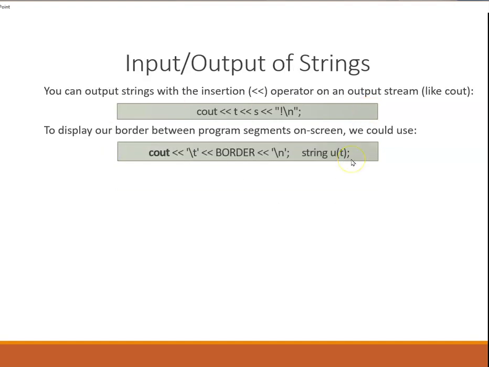You can output strings using cout with the insertion operator, just like everything else, on an output stream like cout. Later we'll learn to use other output streams. But then we include an exclamation point and the new line character. We can display the border between tabs, so this first one would be a tab, and then the string border, and then a new line.